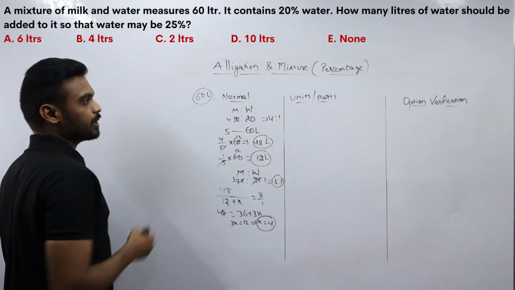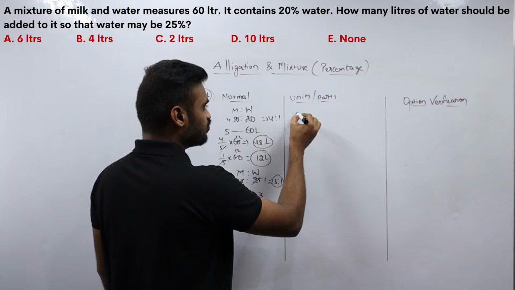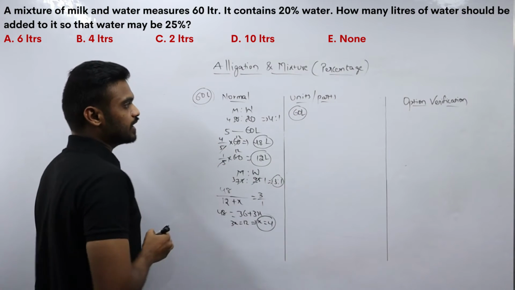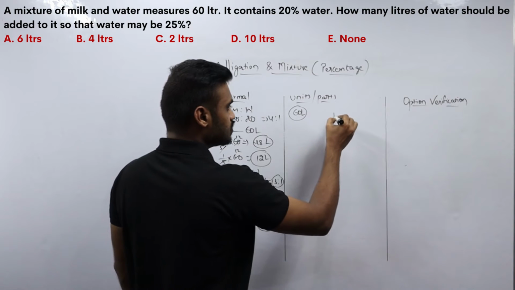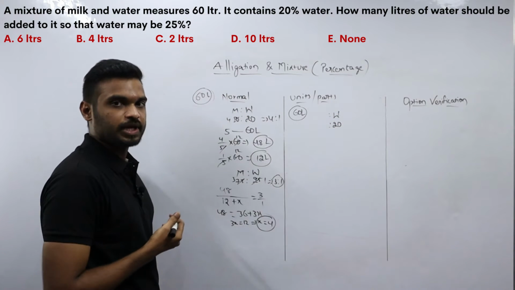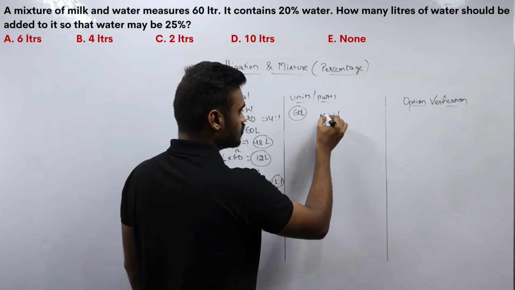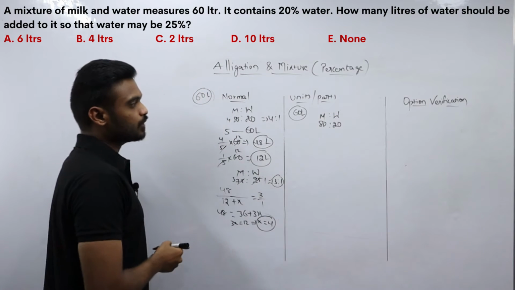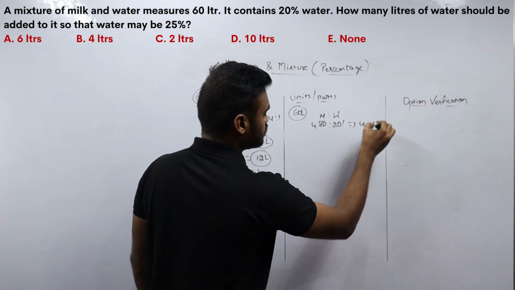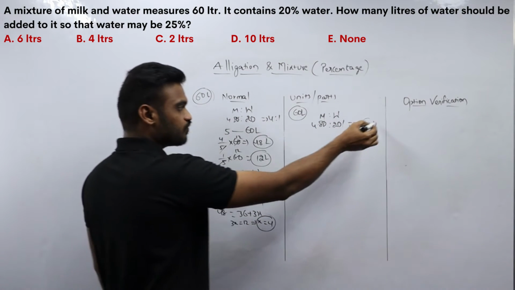Now let's solve the same problem using this units or parts method. See, they have given that the initial quantity of mixture is 60 liters, right? So in this initial quantity, the percentage of water is 20%. Okay. Now what is the percentage remaining? That is 80%, right? So this 80% is equal to the remaining part, that is milk. Okay. Now if I cancel this, 2:1, 2:4, that is 4:1. Okay. So the initial quantity is in the ratio of 4:1.